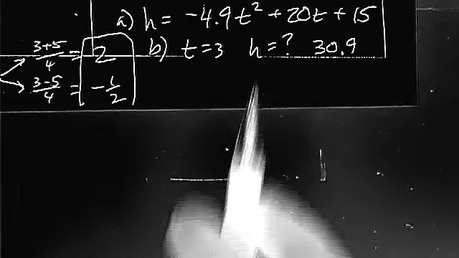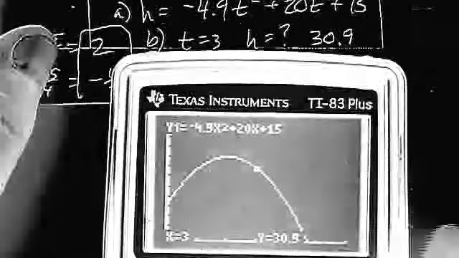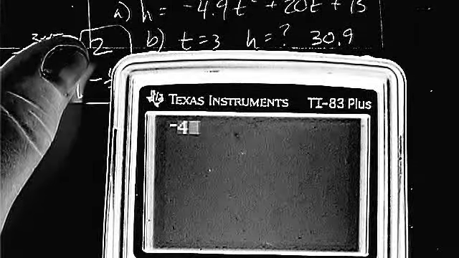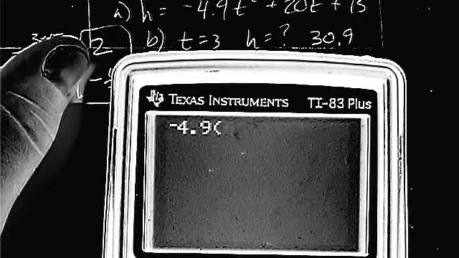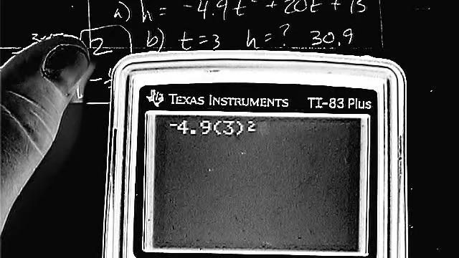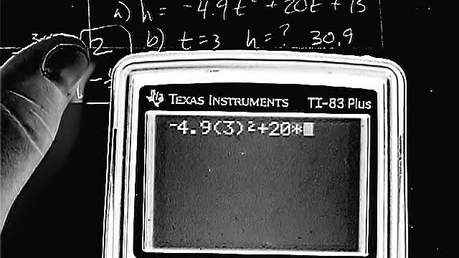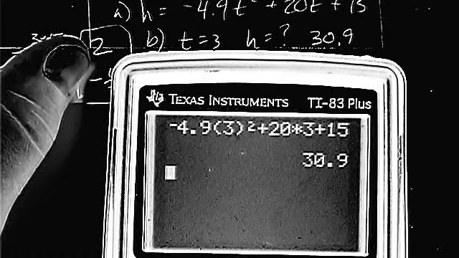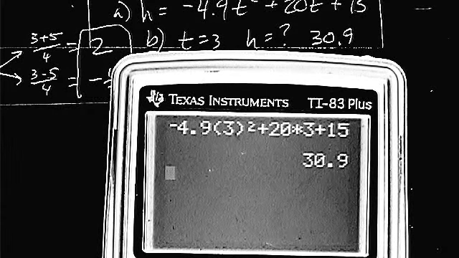Or you can go through and plug it in. You can do it on the home screen. Quit. Negative 4.9 times 3 squared plus 20 times 3 plus 15. And you can get the same thing by doing it on the home screen using 3 for both of the t's.